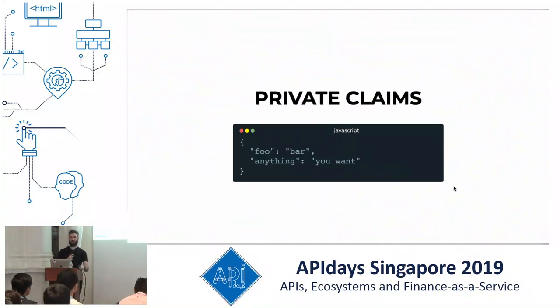And the third one are private claims, and these are basically anything that is of use for you or the service that needs to consume this token. As long as it's valid JSON, you can put it inside the payload.